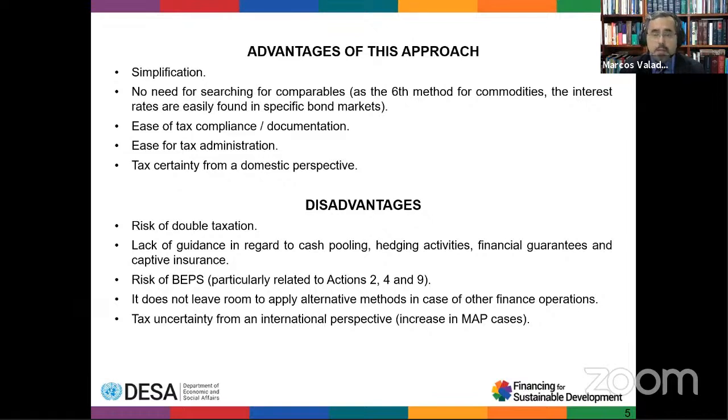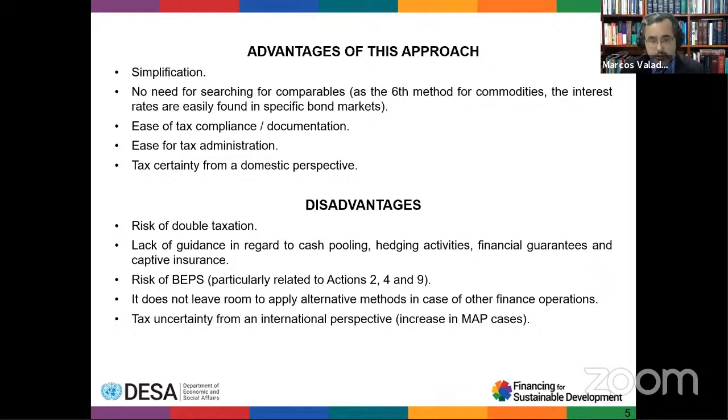The ease of tax compliance and documentation is pretty easy in comparison to other methodologies. Ease for tax administration, the tax auditing, it's easier. And the tax certainty from a domestic perspective.